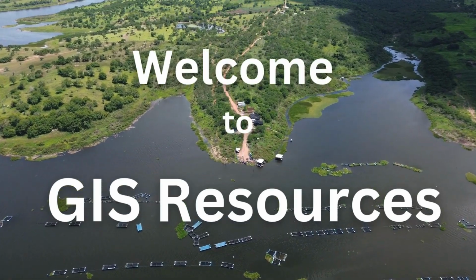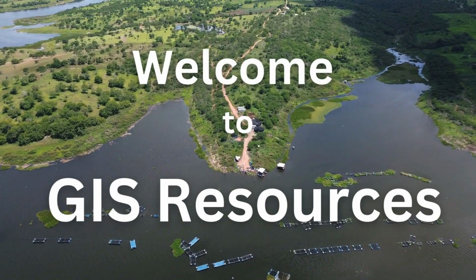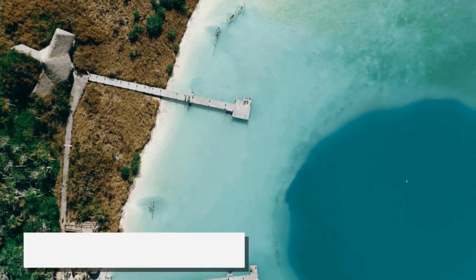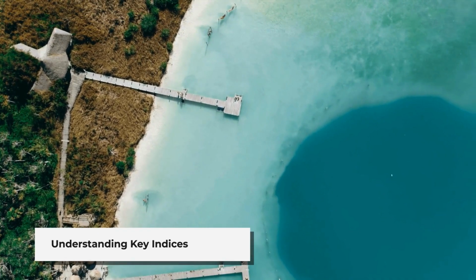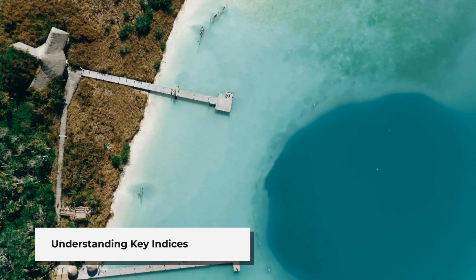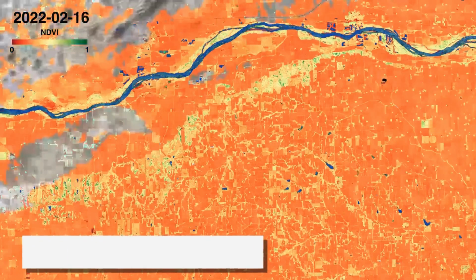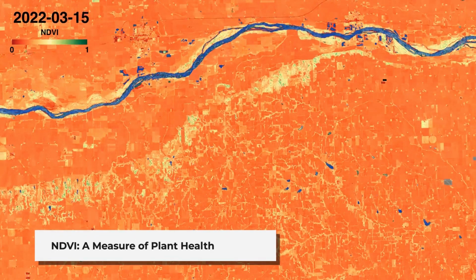Ever wondered how satellites measure vegetation health, urban growth, or water bodies? Scientists use NDVI, NDBI, and NDWI, but why do these indices always range from -1 to 1? Let's break it down. First, let's talk about NDVI, the Normalized Difference Vegetation Index.